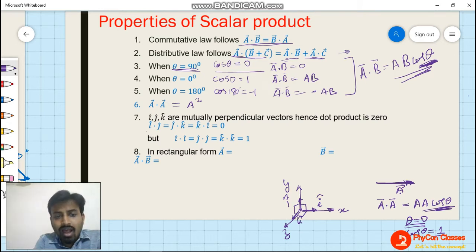That means when you do i dot j, j dot k, or k dot i, the angle is always 90 degrees. As it is 90 degrees, as per property number 3, the answer has to be 0. Understand? Clear? And similarly, for i dot i, what is the angle between i and i? As we have already talked about A and A, the angle is going to be 0. So between i and i, the angle will be 0, j and j, angle will be 0, k and k, angle will be 0.